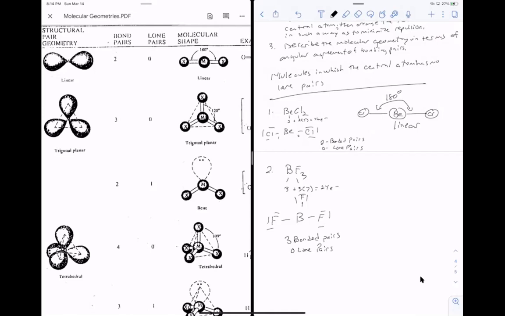and no lone pairs. So the question becomes, how do 3 things arrange themselves around that central atom to be as far apart from each other as possible? So when we go down, it's the next one down, 3, 0. That's our trigonal planar. And so it's a triangle, that's what the trigonal means, in one plane, trigonal planar.